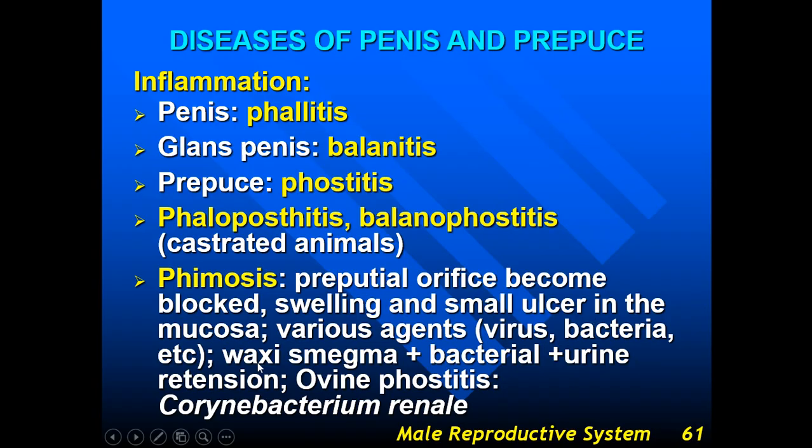Okay, and then the smegma, the secretions of the prepuce, we call it the smegma. It is waxy. Okay, it contains fat, and this is favorable for bacterial growth. In this case, bacterial infections are likely to occur.